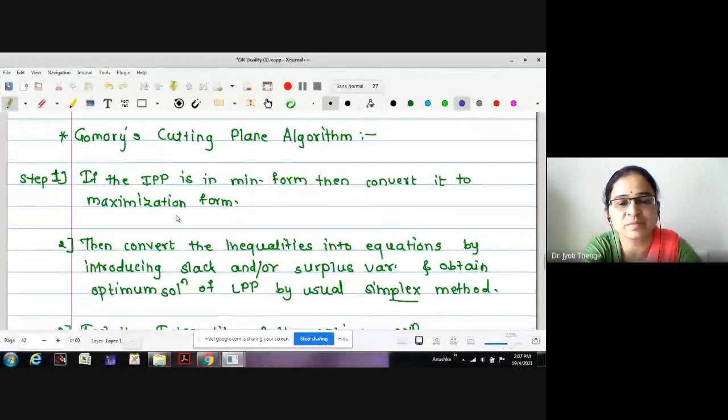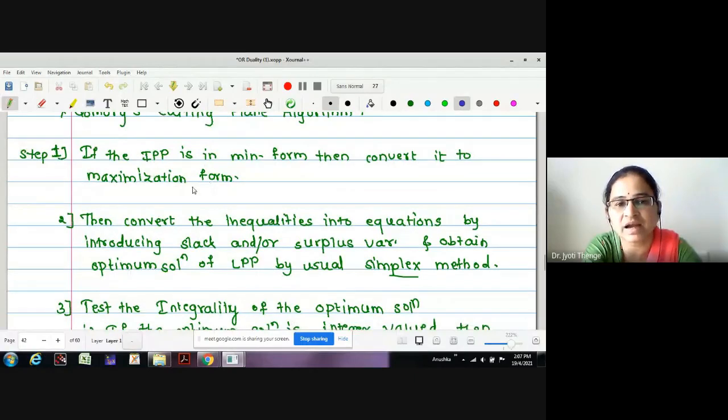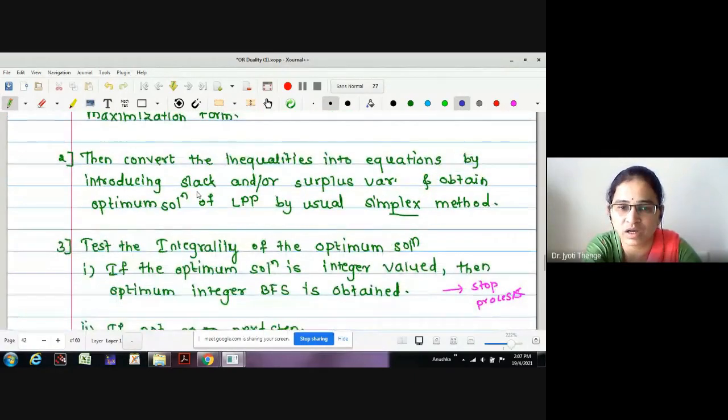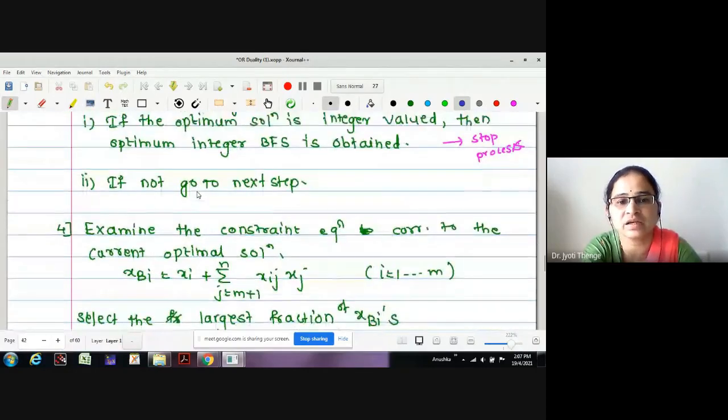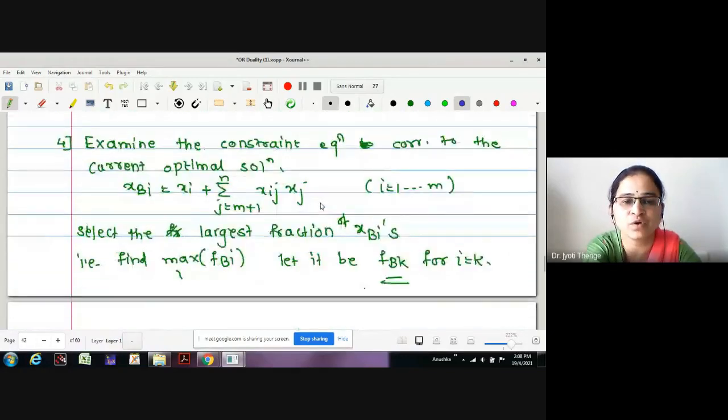The systematic algorithm is as follows. The first step tells us to convert the problem to maximization. Then convert all the inequalities to equations. Then test the integrality of the optimum solution. If the optimum solution is integer valued, stop the process. That is, the optimum integer basic feasible solution is obtained. If not, we go to the next step.